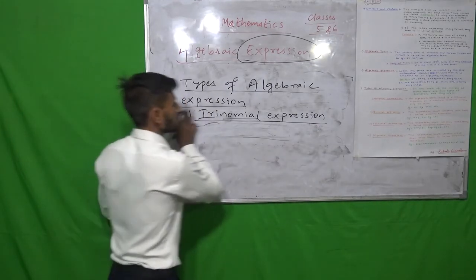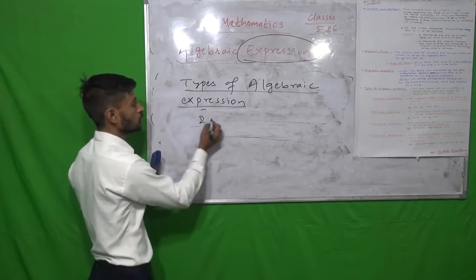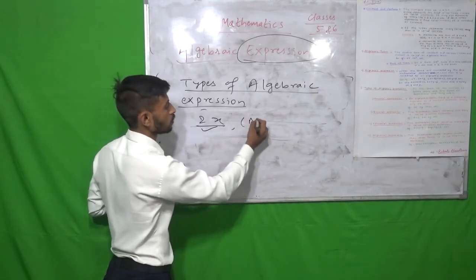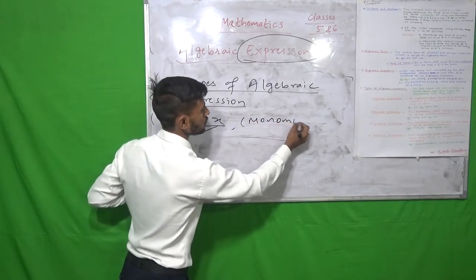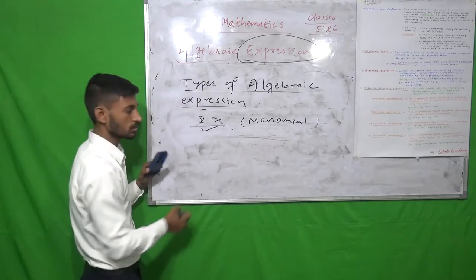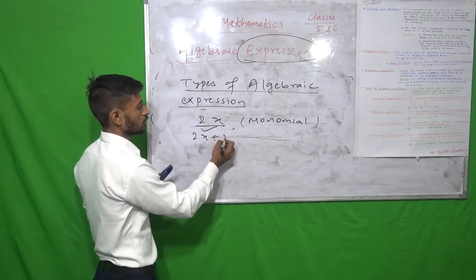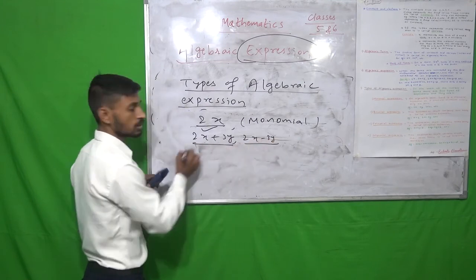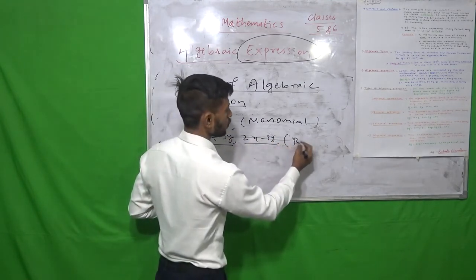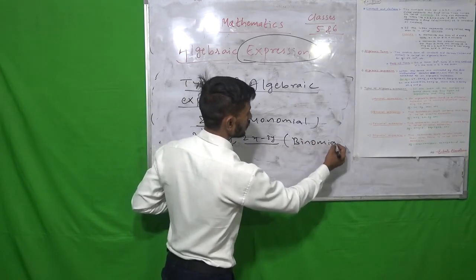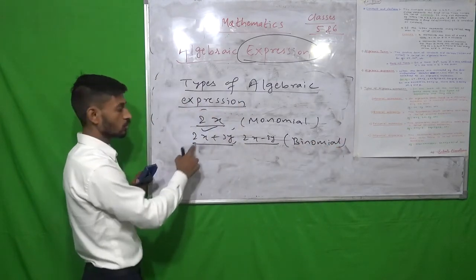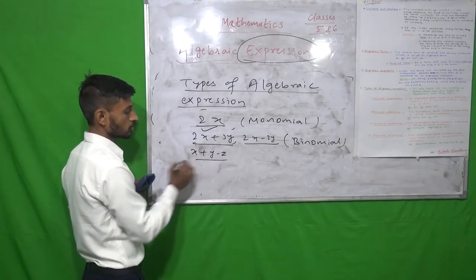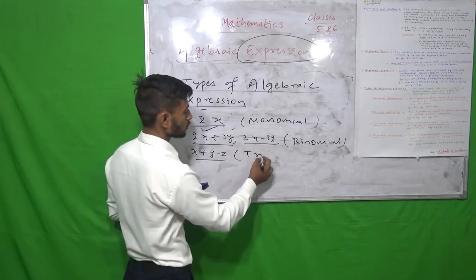So if there is only one term, which type of expression is this? Monomial expression. If we have two terms, like 2x plus 3y or 2x minus 3y, then it is called a binomial expression. If three terms, like x plus y minus z, then it is a trinomial expression.